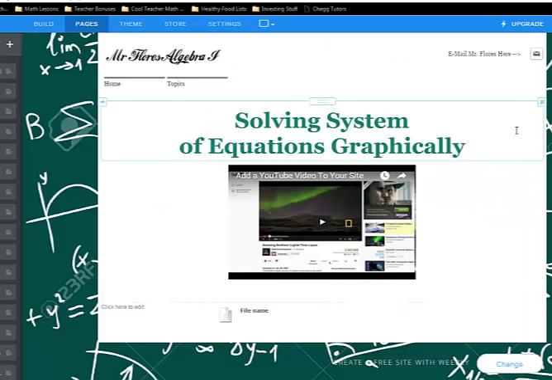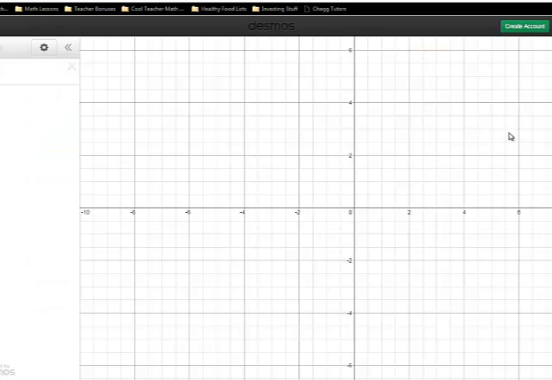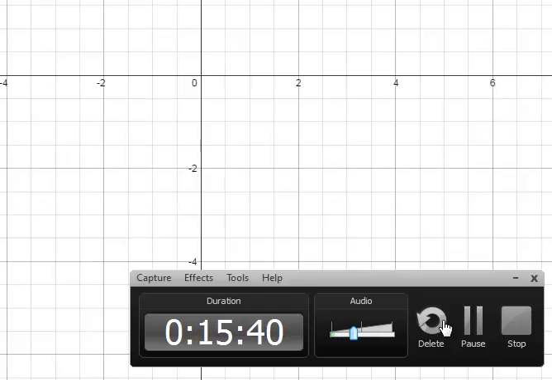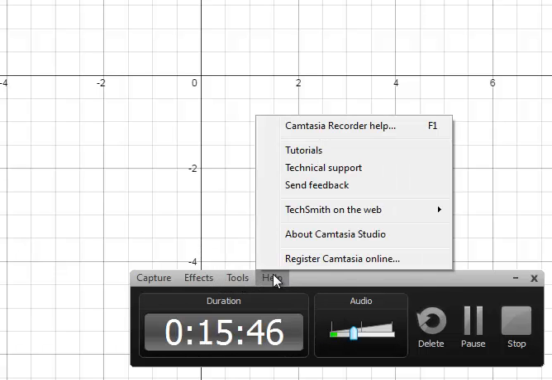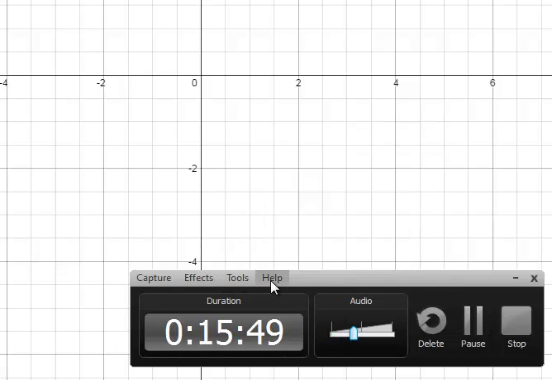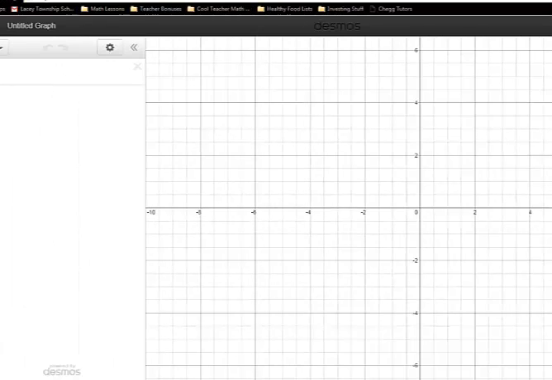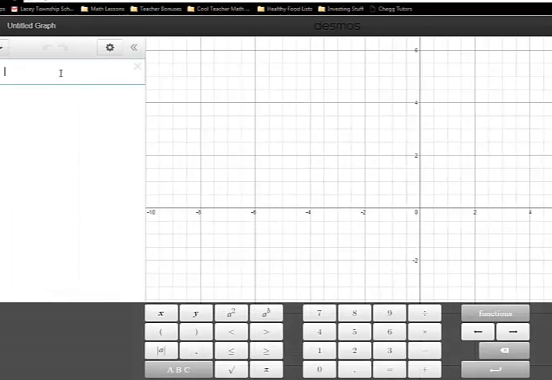So let's use this one. I'm going to go to Desmos, and let me make this full screen. All right, one second. All right, for some reason, it's not letting me change the size of my screen to capture, so hopefully you can see all this right here in Desmos.